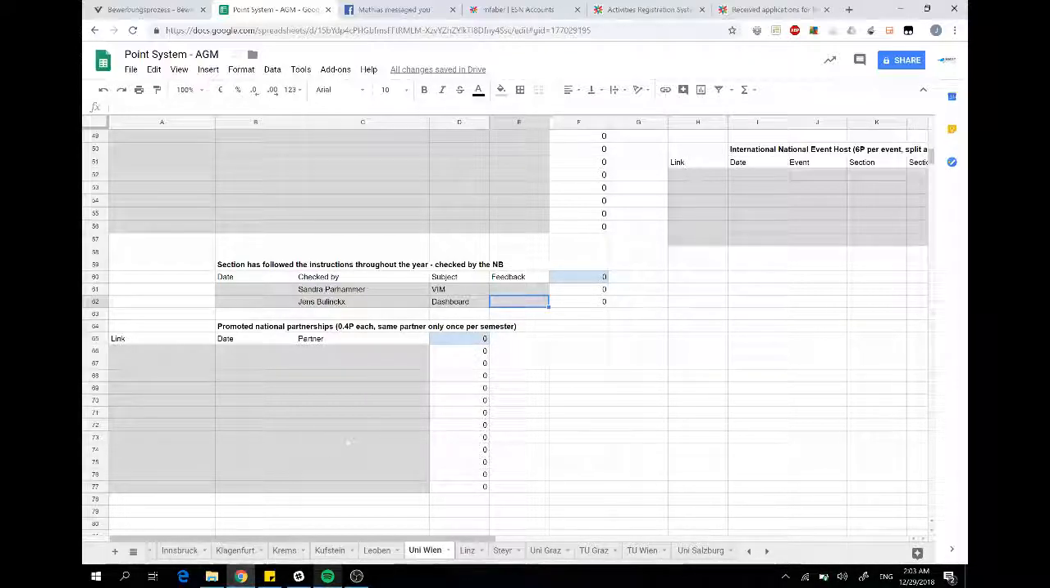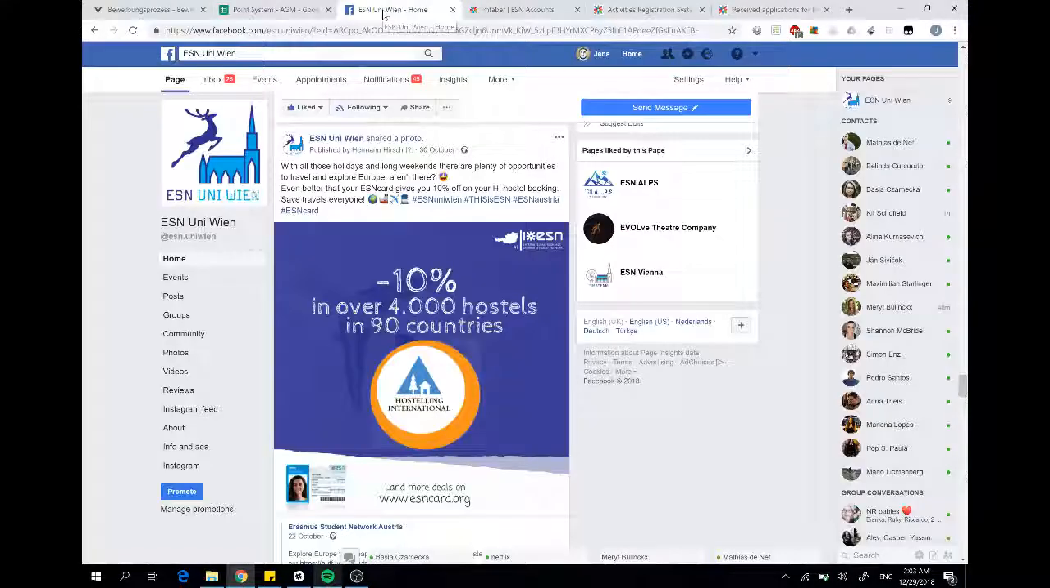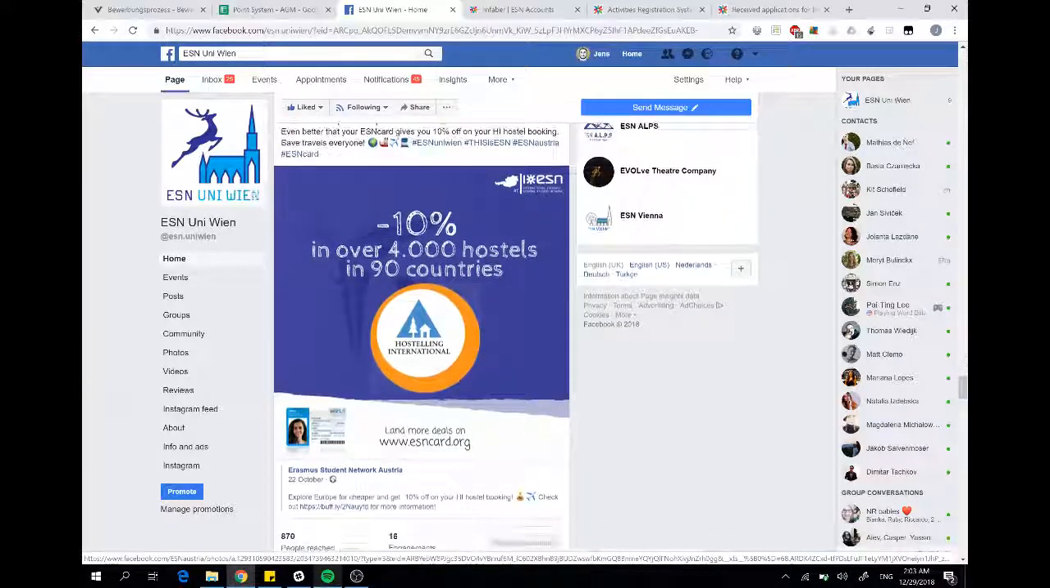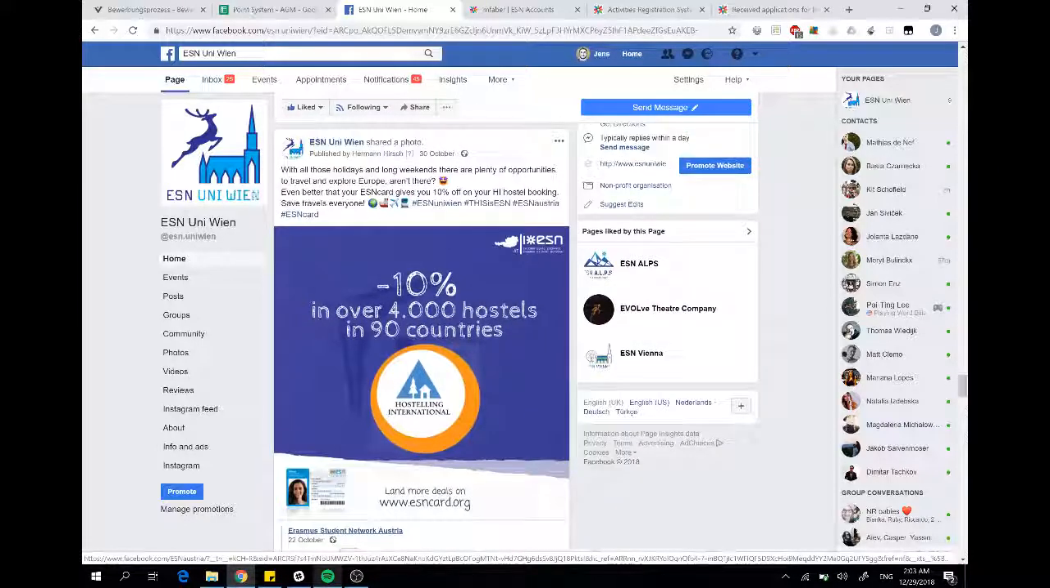Now the last part is promote a national partnership. So if you remember this, we added this as well. If you've promoted a partner, put the name of the partner here, for example, Hosteling International. But this is only about partners with ESN Austria. Other partners don't count, so be very clear about that. You put the date of your promotion and then a link to it. For example, I have this one here from Univeen. We promoted something about Hosteling International. It shows the ESN Austria logo here clearly. I think it was even a post made by ESN Austria that we just shared. So it's very easy this way.